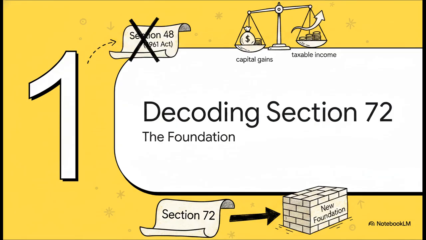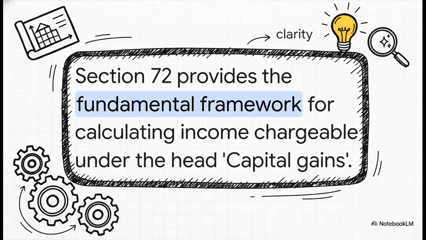Think of Section 72 as the brand new foundation for all capital gains computations. If you're familiar with the old 1961 Act, this is essentially the successor to the well-known Section 48. It lays out the fundamental rules for figuring out the taxable income when a capital asset is transferred. So what's the main goal here? Well, it's all about creating a clear, structured, and straightforward method. The whole push of the 2025 Act is towards simplification, and Section 72 really embodies that by putting the entire mechanism into one single comprehensive provision.